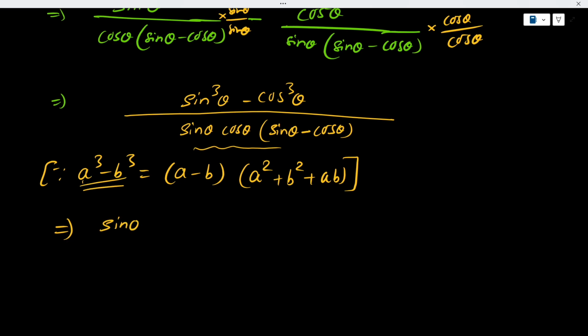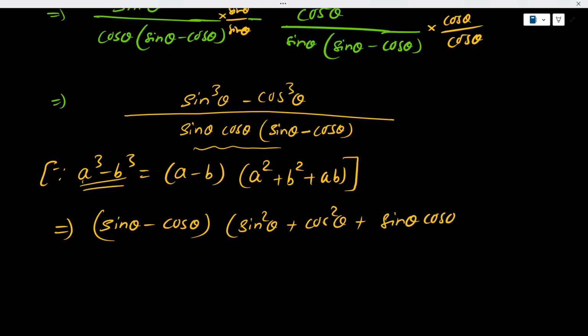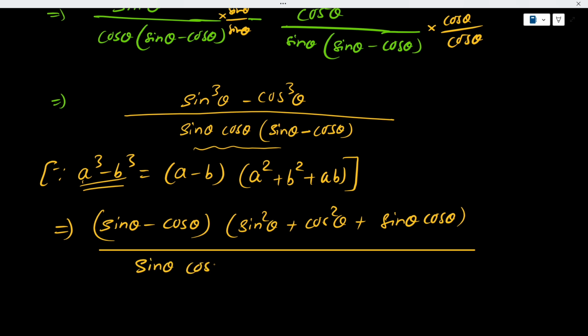So it will become sine theta minus cos theta, and then another bracket: a square will be sine square theta, b square will be cos square theta, plus sine theta cos theta, right? Now what is the denominator? Sine theta cos theta times sine theta minus cos theta. The numerator and denominator are both in factorized form. So what I can do after this is cancel the common factor, which is this and this, right? Other than that, sine square theta plus cos square theta will be 1. So in the next step, I'll use this identity.